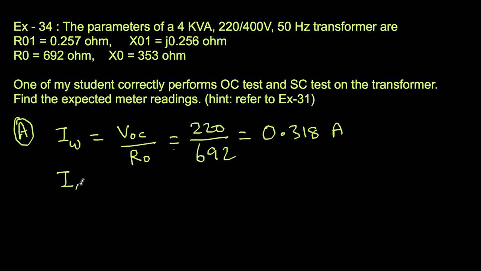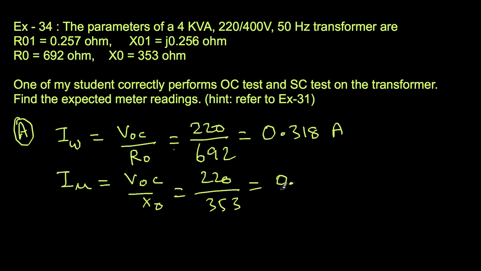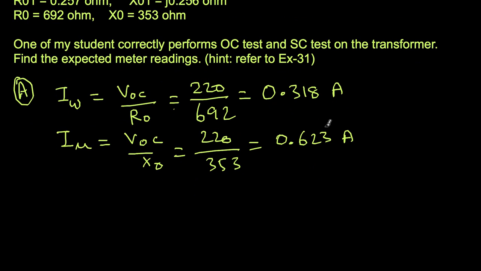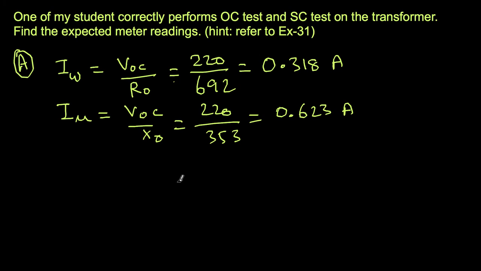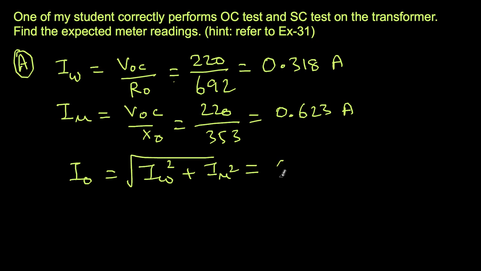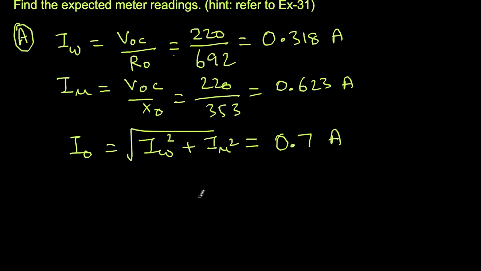Similarly, I mu will be the open circuit voltage divided by X naught. That is 220 divided by 353, and this also I have pre-calculated: 0.623 amperes. Now that I have IW and I mu, I can calculate I naught. I naught will be the square root of IW square plus I mu square. I am getting 0.7 amperes. You can do it yourself; I am using pre-calculated values to save some time.